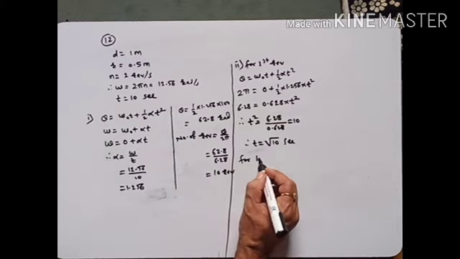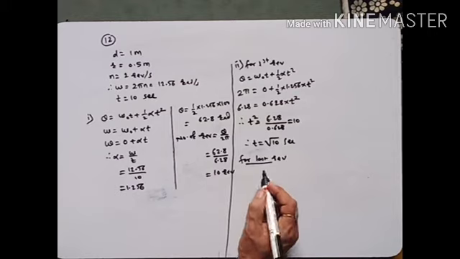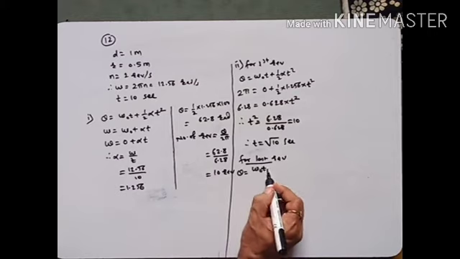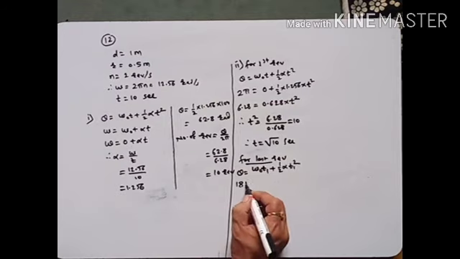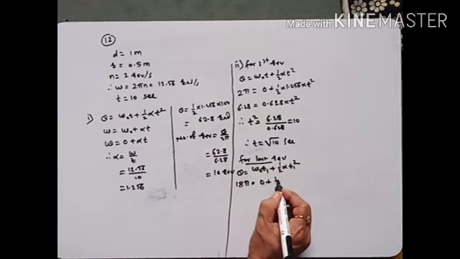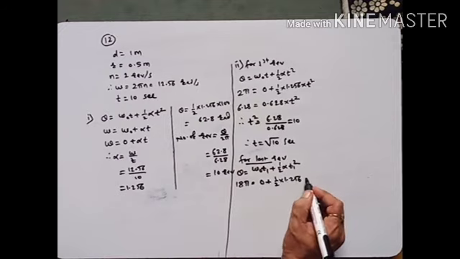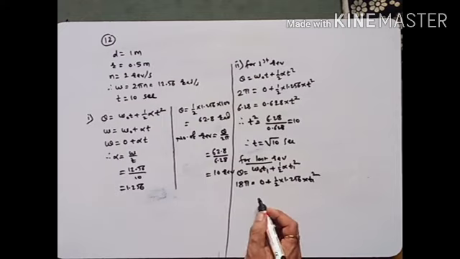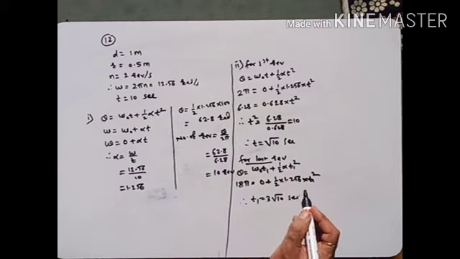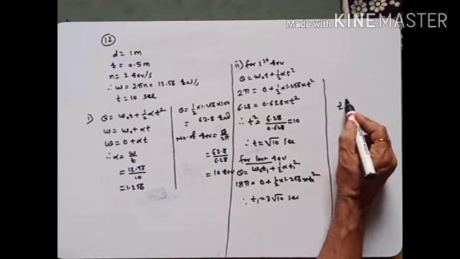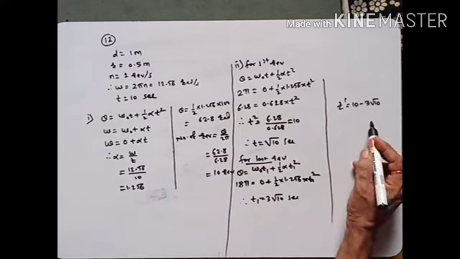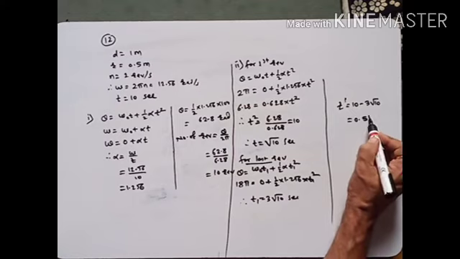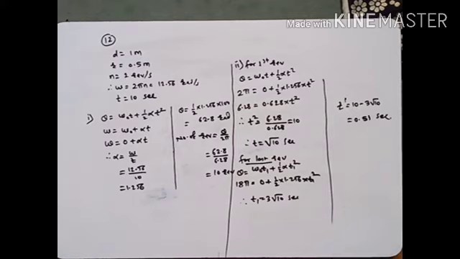For the last revolution, theta is equal to omega 0 t1 plus half alpha t1 square. 18 pi is equal to 0 plus half into 1.256 into t1 square. And if we calculate all these, then we get here t1 is equal to 3 root 10 second. Now we calculate t dash. T dash is equal to 10 minus 3 root 10, which comes out to be 0.51 second. This is example number 12.